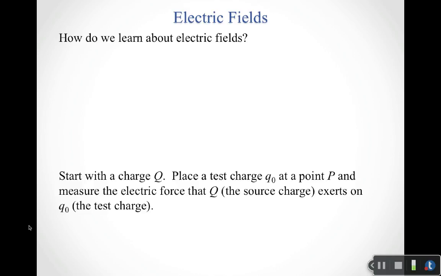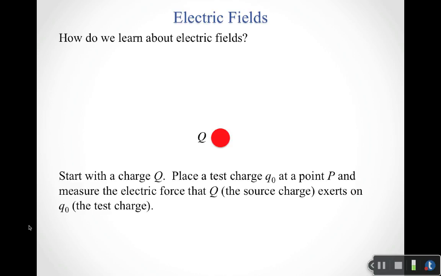So in the same way that we took what we knew about the gravitational force and used it to talk about the gravitational field, we're going to take what we know about Coulomb's law and what it tells us about electric forces to build what we're going to understand about electric fields. So the question becomes, how do we learn about electric fields?